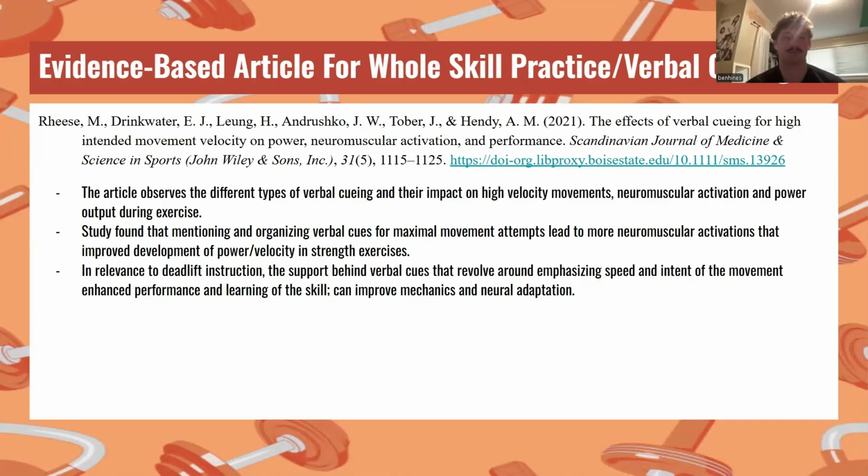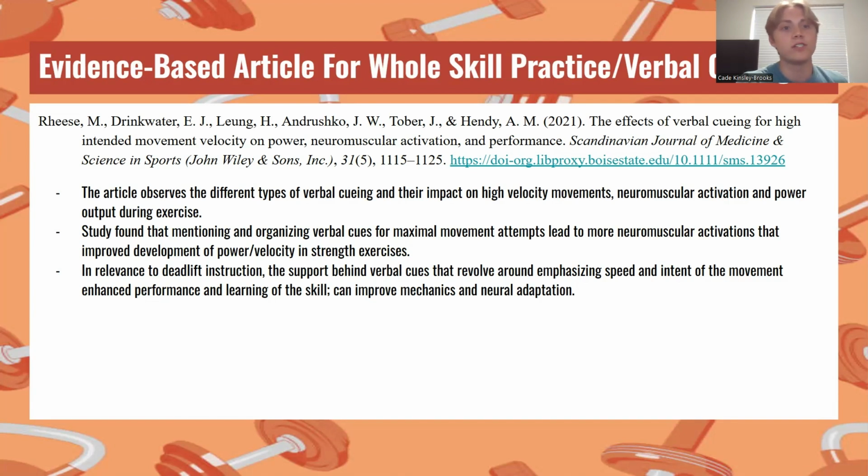Awesome. All right, and then for our evidence-based article for whole skill practice, I just chose this article by Reese that dealt with the effects of verbal cueing for high intended movement velocity on power, neuromuscular activation, and performance. The article observed the different types of verbal cueing and their impact on those three ideas. And the study found that mentioning and organizing verbal cues for maximal movement attempts led to more neuromuscular activations that improved development of power and velocity in strength exercises.